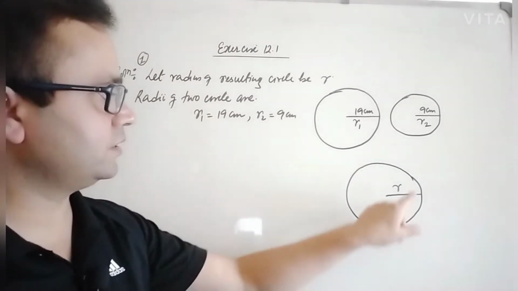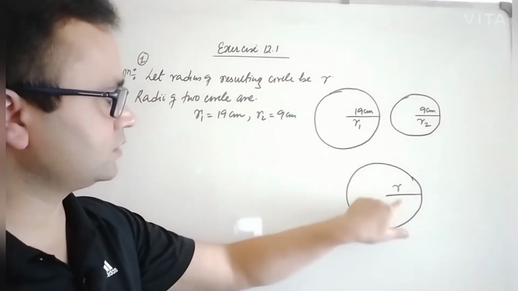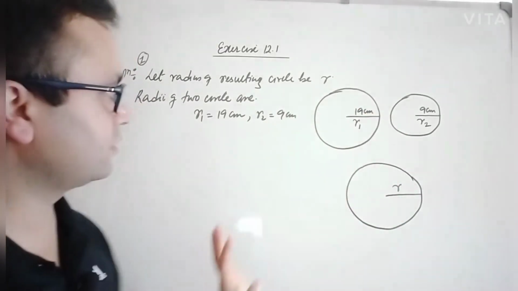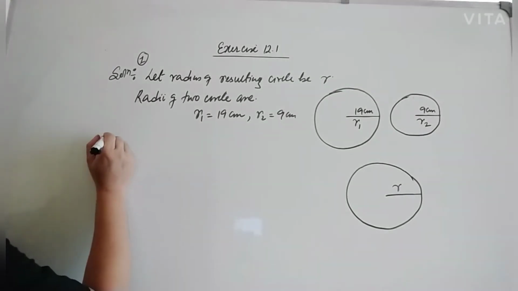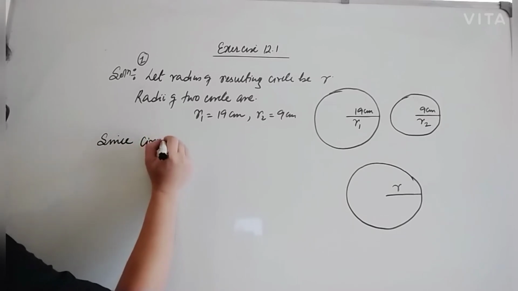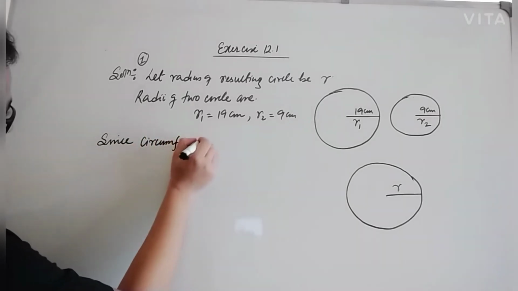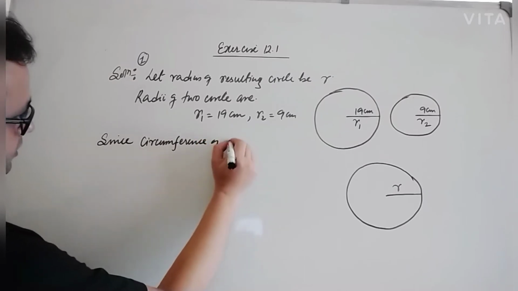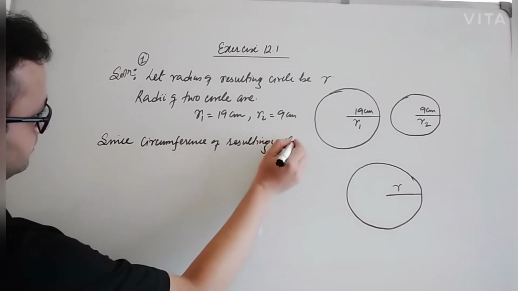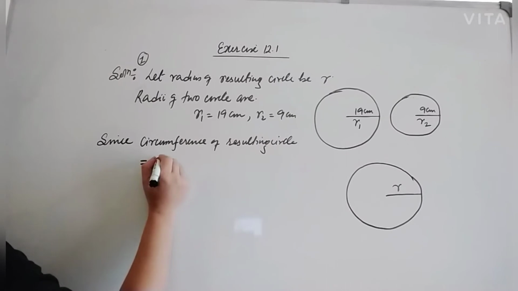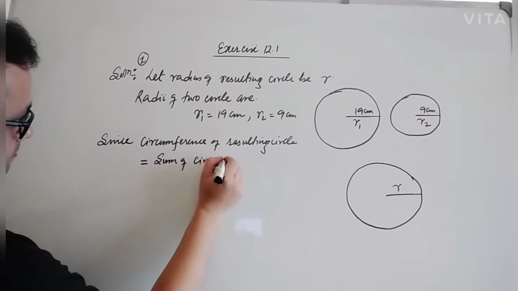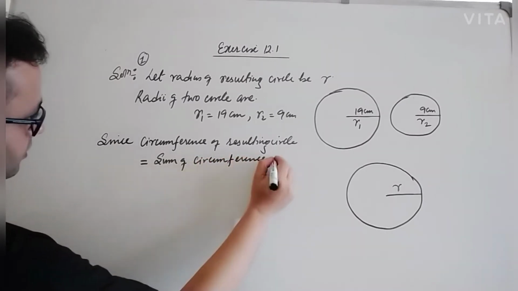So what will be the radius of this circle? The circumference of this circle is equal to the sum of the circumferences of the two circles. So it is given that the circumference of the resulting circle is equal to the sum of the circumferences of the two circles.